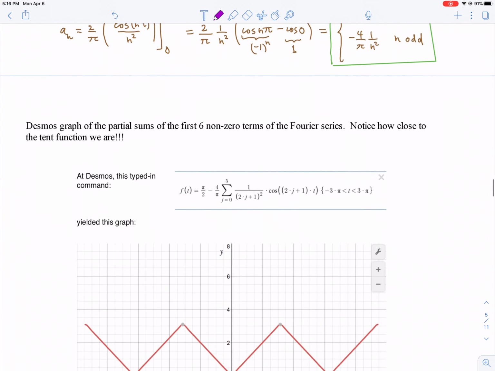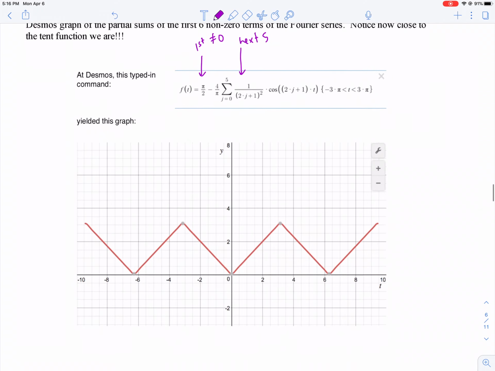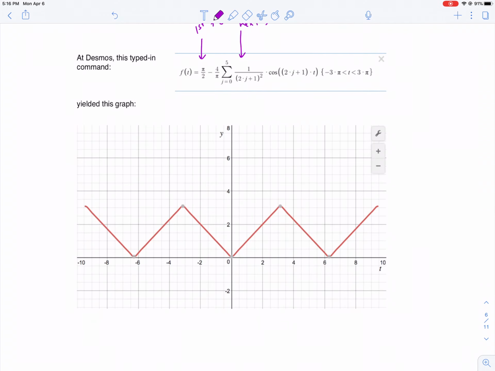Okay, and here is a picture. So at Desmos, I just added up the first six non-zero terms. So I was counting this as the first non-zero term. That was the a naught over 2, which is the average value. And then the next five were the first five cosine terms. I index the odd numbers as 2j plus 1, starting with j equals 0. And here is this picture of that finite sum of one constant plus five sinusoidal functions.